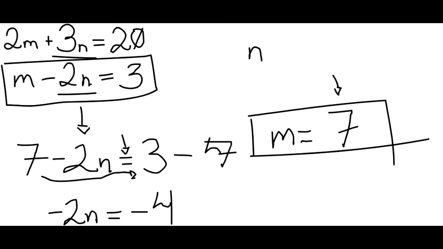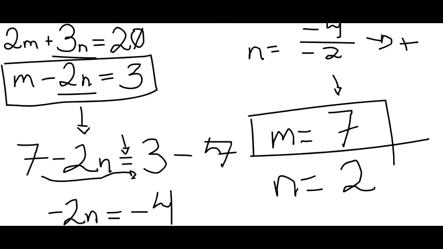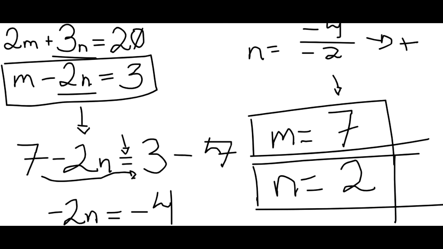And now we use the division: minus 4 divided by minus 2. And remember the sign: minus and minus equals plus. So now n is 2. Really simple, really easy. Now we have the value of m and n, that is 7 and 2.